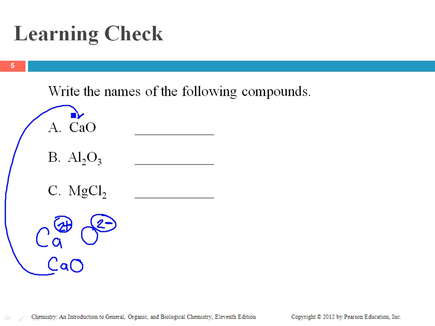Now we're just going to write out the names. So we would say calcium, and then we know we have oxygen, so we end in IDE, so it's calcium oxide. And just reviewing as we go, we're just naming, so really the charges here aren't too important, but they are for writing formulas, so we're going to be doing that here in a minute as well.